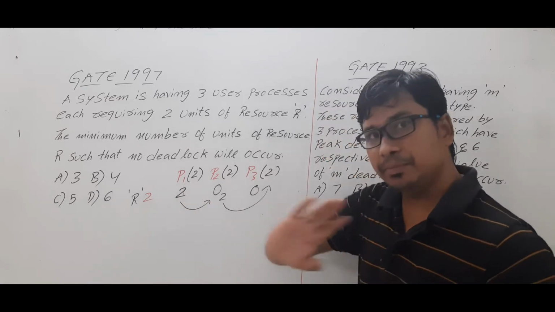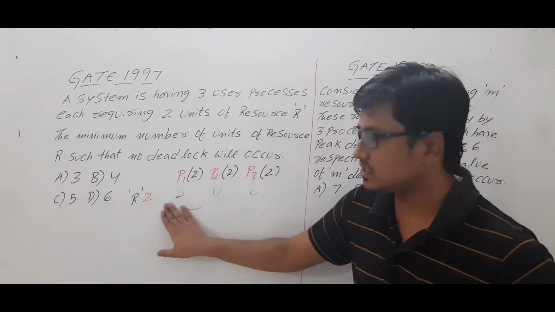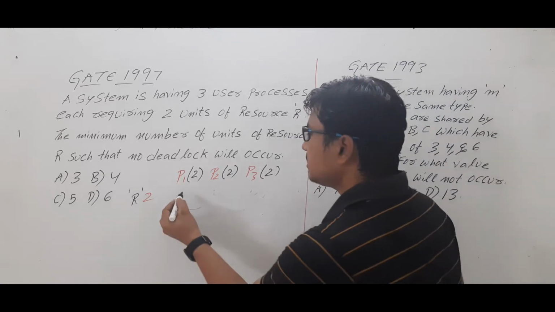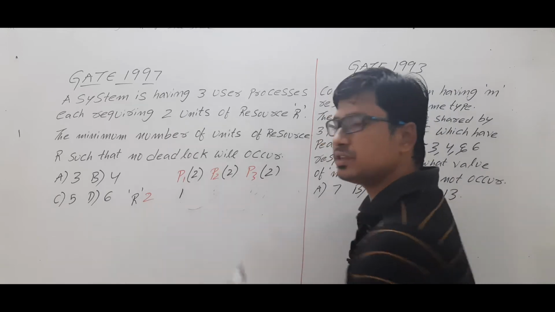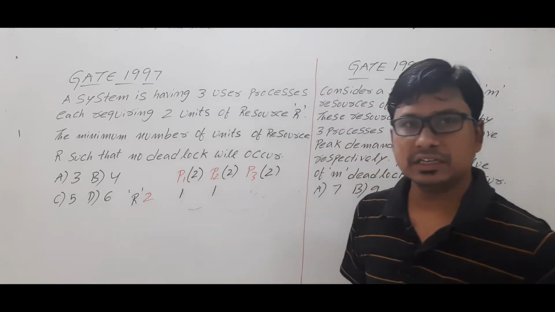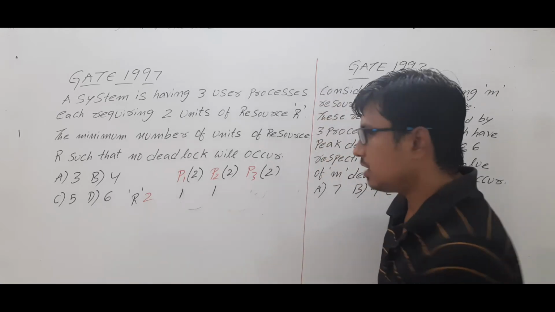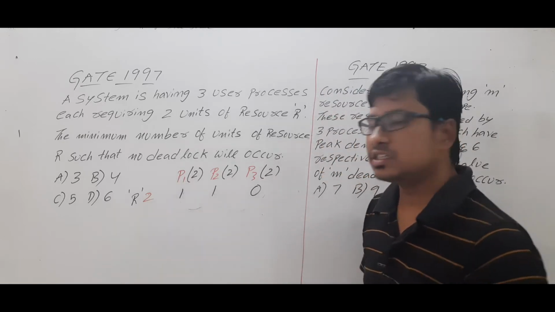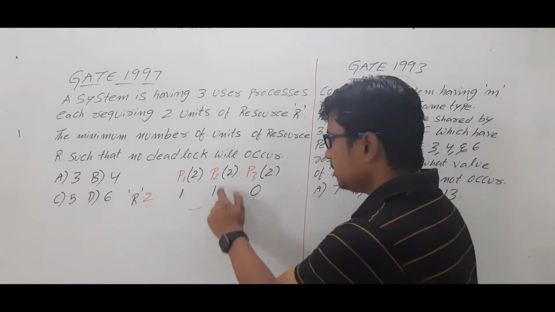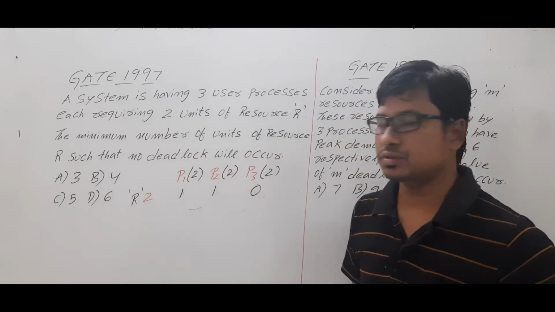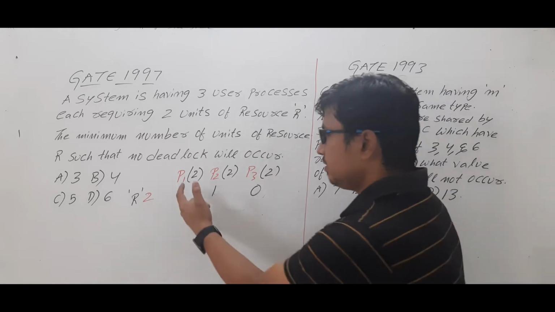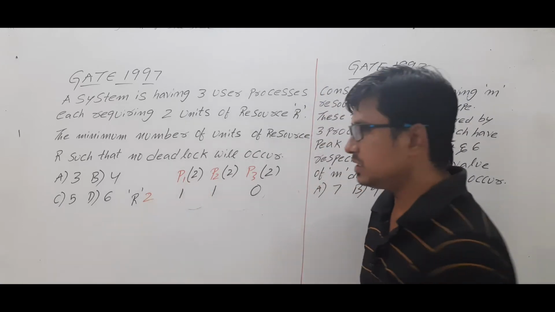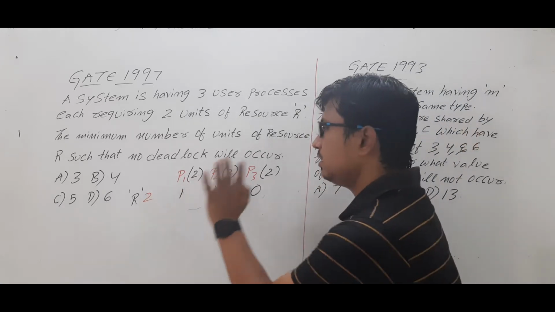Is it clear? But this is the best case. We always need to look at the worst case. Now what is the worst case? If you have 2 instances of resource R, let's take that I have allocated 1 instance of resource R to the process P1, one more instance of the resource R to the process P2, and 0 to P3. Now P1 needs 2 instances of resource R to complete its task. Similarly process P2 also requires 2 units of resource R. Now both are waiting for the other to release. Again there is a deadlock. So with 2 units of resource R, we cannot solve this problem.